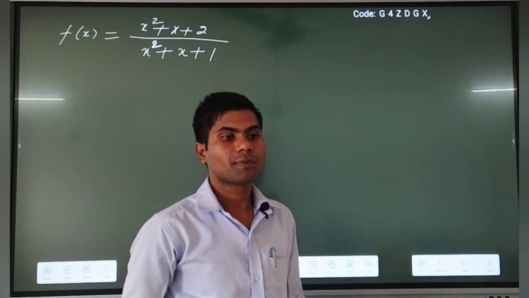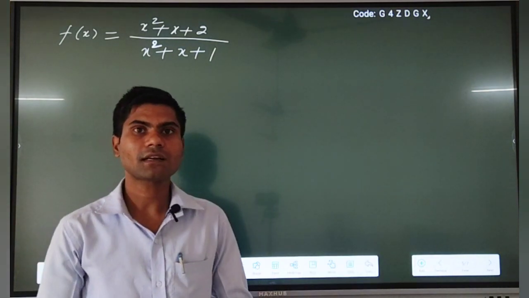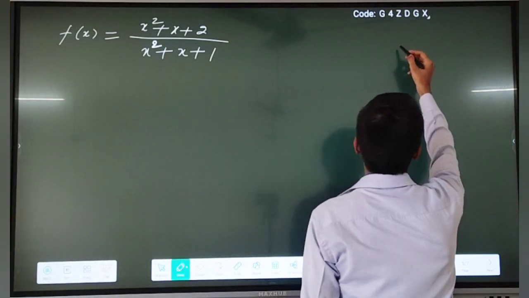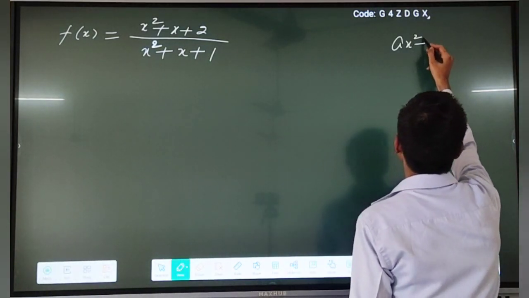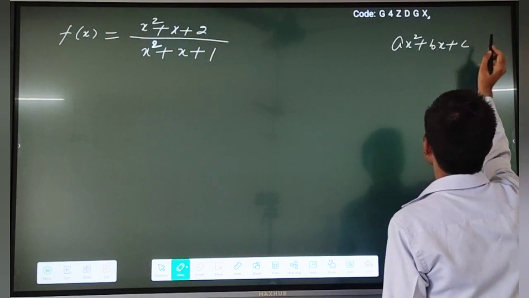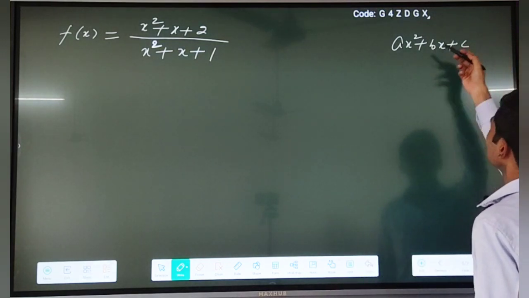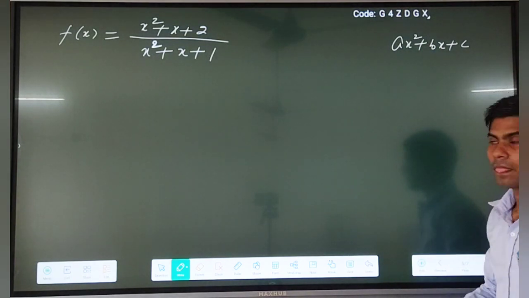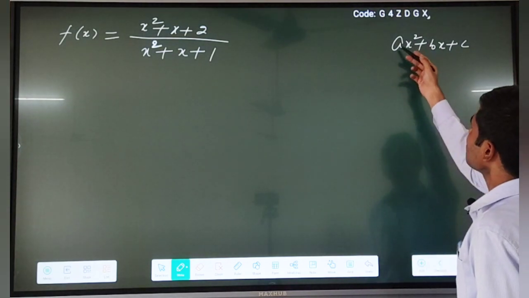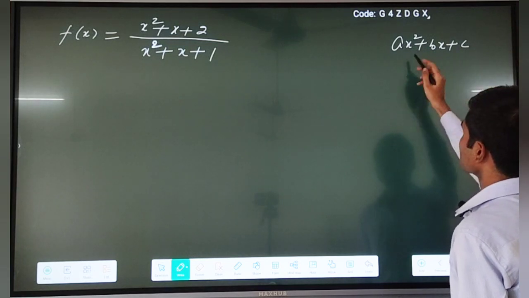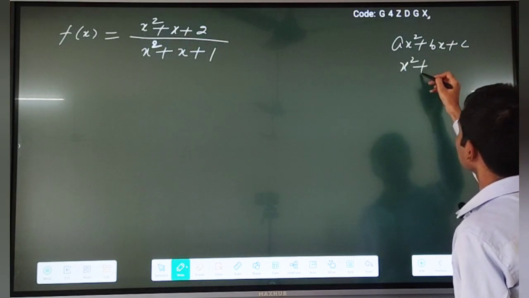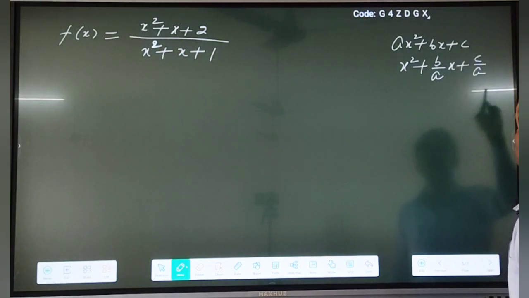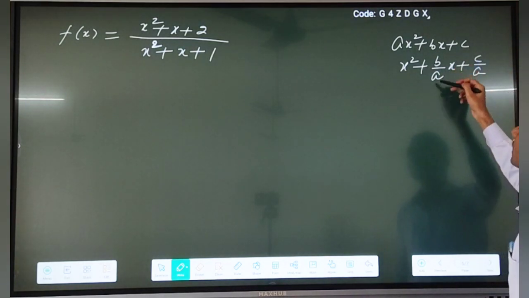In a quadratic expression, most of the time we can convert it into perfect square form. You know perfect square form, suppose you are given ax square plus bx plus c. The first thing is the coefficient of x square, so divide the whole expression by the coefficient of x square. So it will be x square plus b by a x plus c by a. Now think about the coefficient of x.